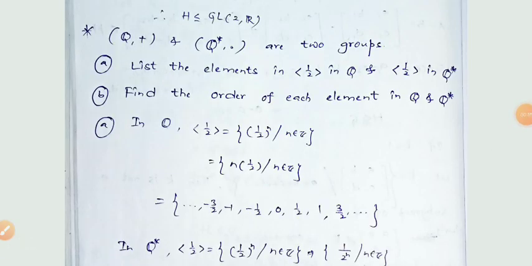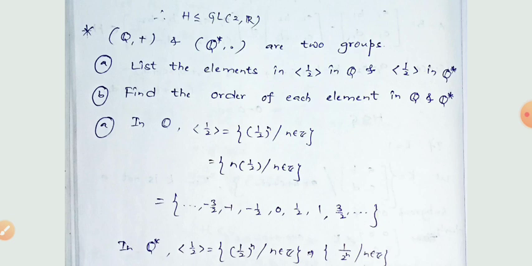Okay. Now the problem is: given that (Q, +) and (Q*, ·) are two groups. Here two groups are given. (Q, +), where Q means rational numbers with binary operation addition. Q* means non-zero rational numbers with binary operation multiplication. These are two groups.